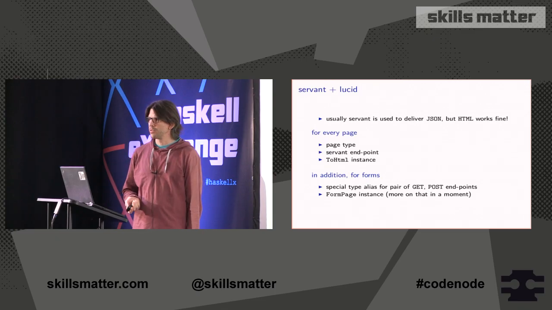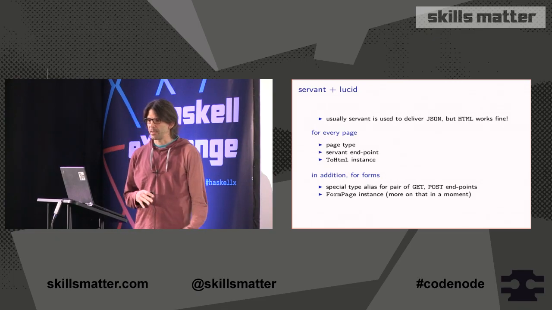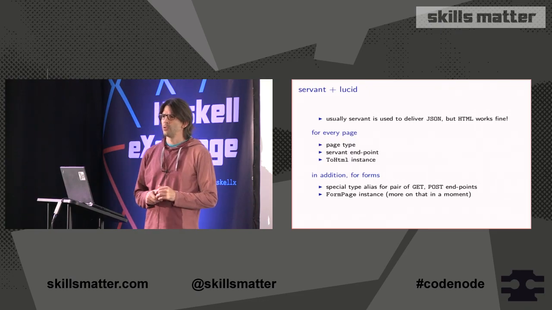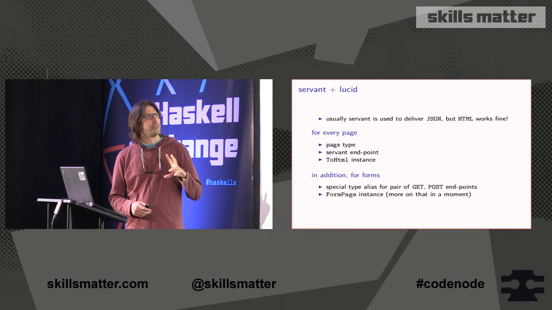So usually servant is not used for HTML. It's supported. There are other types for it, but I haven't heard anybody use it extensively before this, and this is, I think, the first production system. So we've concluded that it works, and you just have to summarize a page type and a servant endpoint and handler and a 2HTML instance, and then you have the static content.